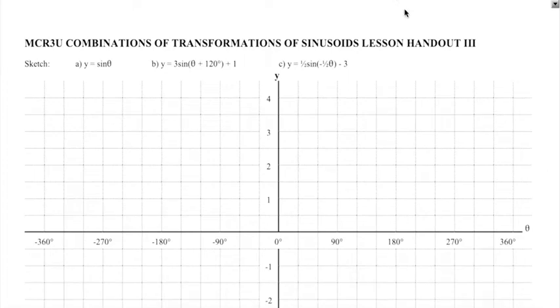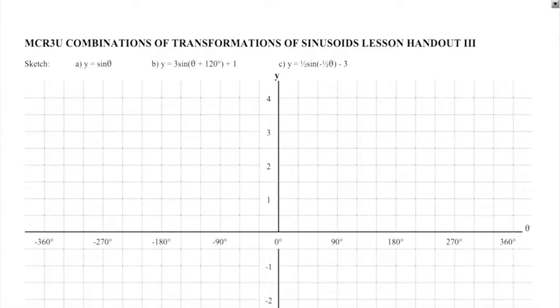Hello, this is part 3 of combinations of transformations of sinusoids. We're going to just go through a few quick examples, and then you're going to have some time to work on an in-class open book assignment, which I will collect from you when I return, hopefully next week.